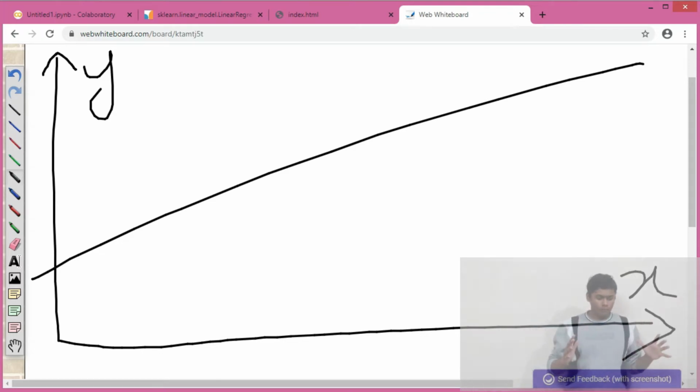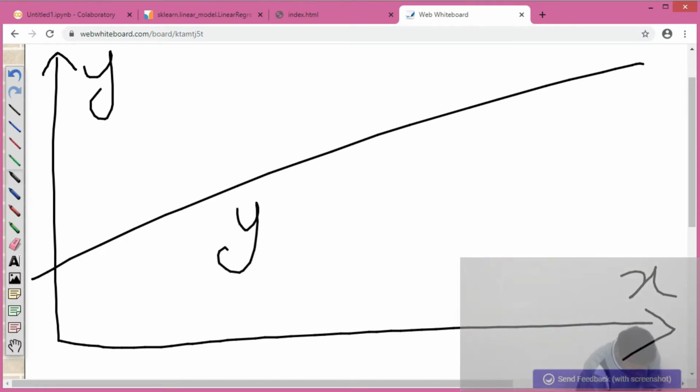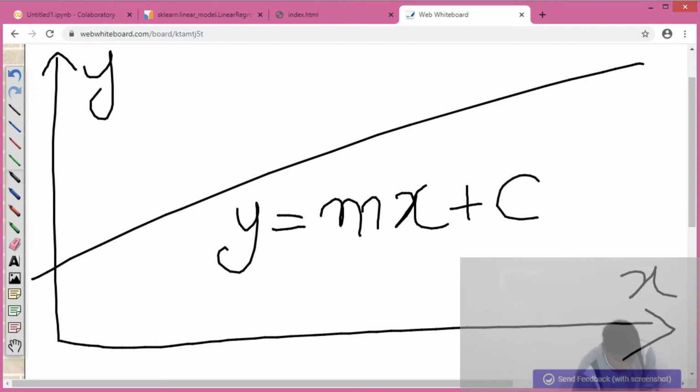Now, what is the point that I'm trying to make? What is a line? Think in your mind and ask yourself. Just close your eyes and ask yourself, what is a line? If I have a line in front of me, how can I define a line? Well, if you're a math student, you already know. For any point in y, it will be mx plus c. So y equals mx plus c.